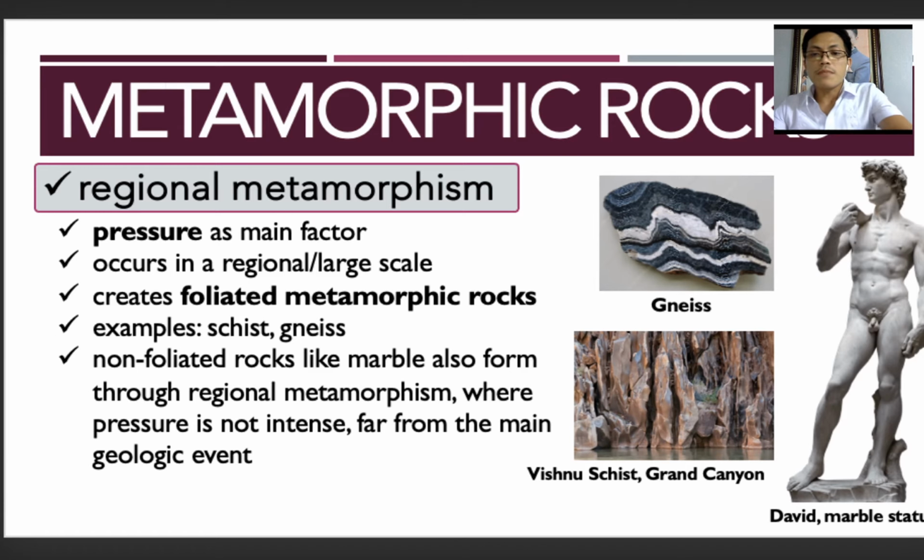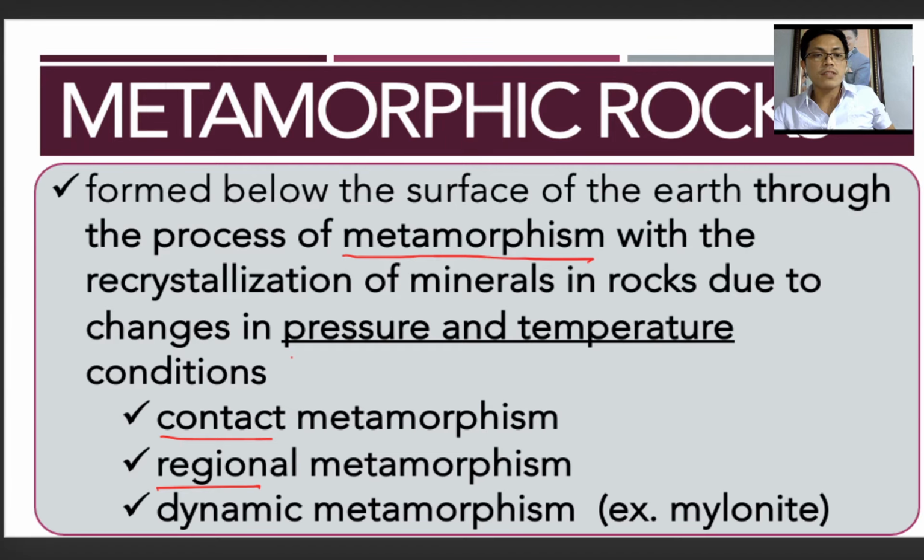So the third type of metamorphism is dynamic metamorphism. It occurs along faults. Dynamic metamorphism occurs in or along faults because of gravity and too much stress. An example of this is mylonite.